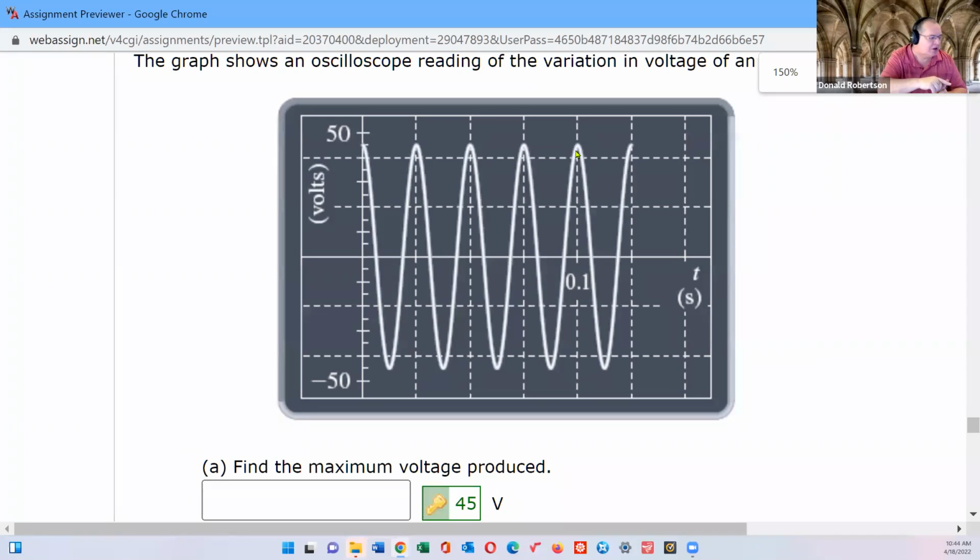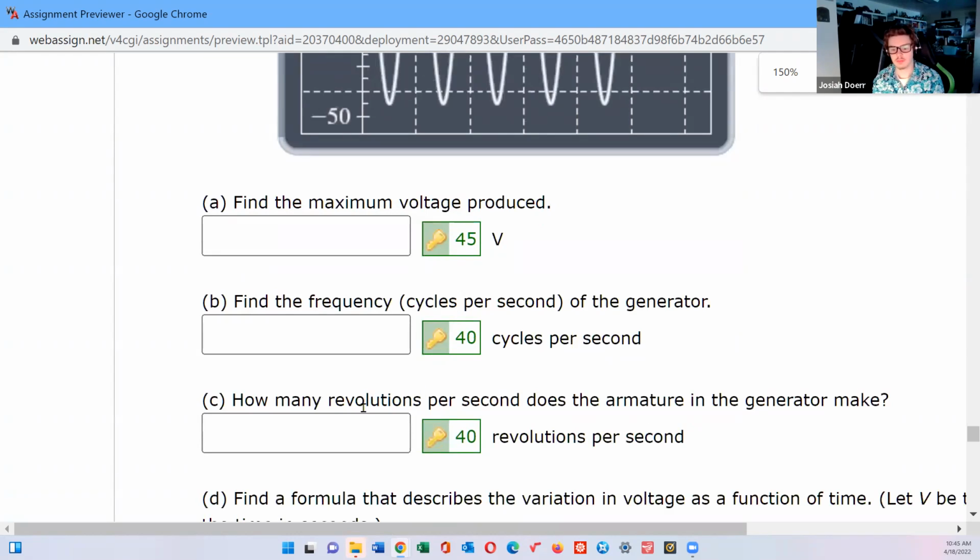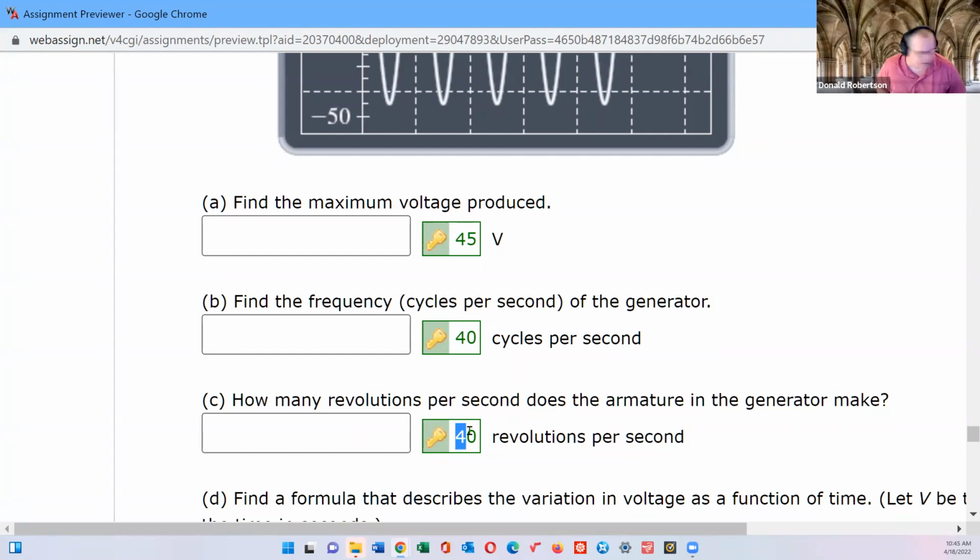So how many would it do in 1 second? If it does 4 in 0.1 of a second, how many would it do in 1 second? 40, right? 10 lots of 4, 40. So we now know the frequency. Great. So 40. Yeah, good. Now the next question says, how many revolutions per second does the armature in the generator make? Well, unless you're into electronics, that sentence doesn't make sense, but it's actually the same number as the frequency, right?